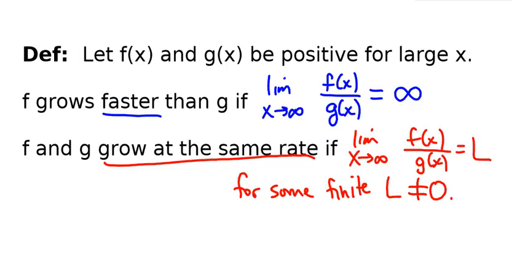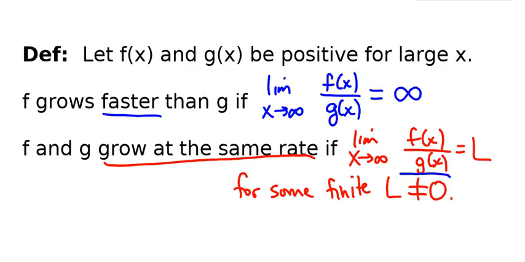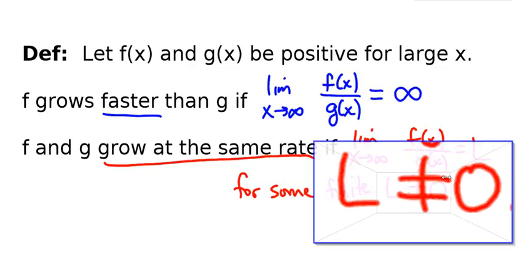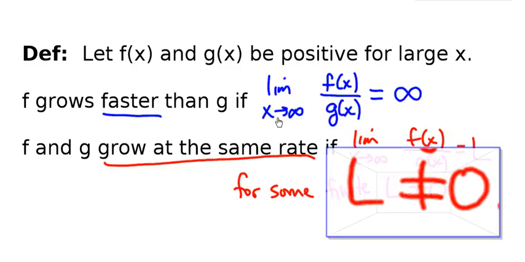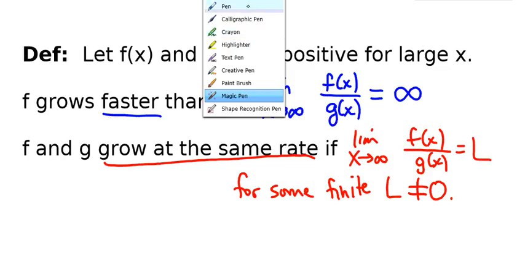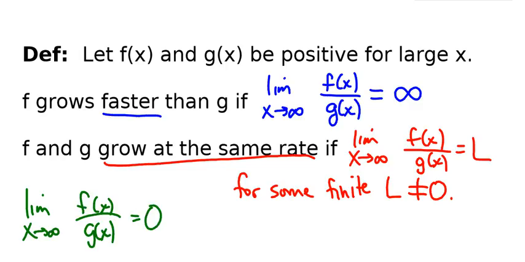We should pause for a moment and consider the following. Why L not equal to 0? Well, what if L were 0? What if I had the limit as x approaches infinity of f of x over g of x, and that was 0? What would that mean?